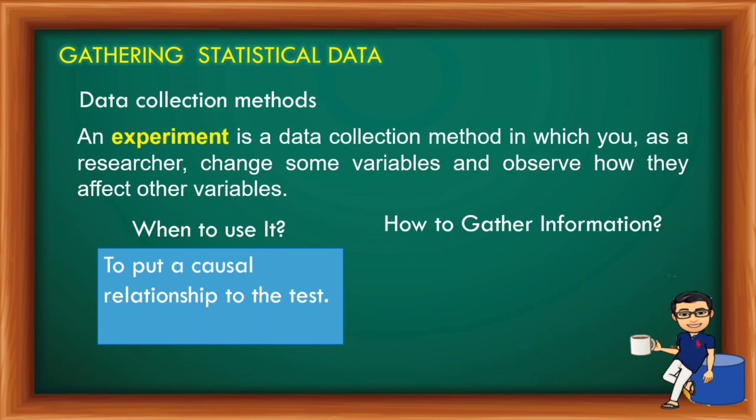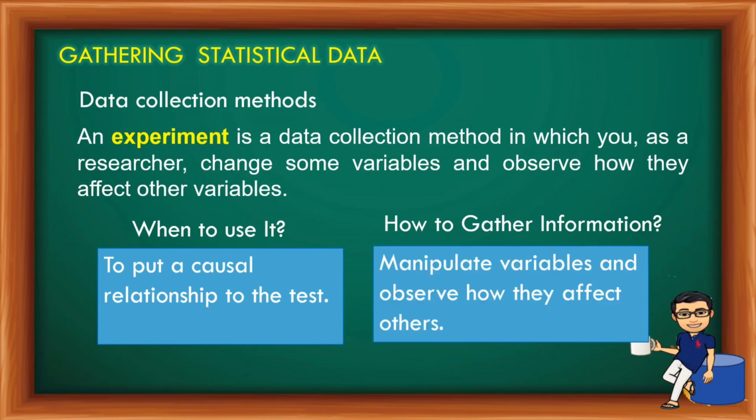So, when to use it and how to gather the information. So, to put a causal relationship to the test. Kapag mayroon kang gustong malaman na relationship to a certain variables, we will be using experimental approach. For instance, in education, may ginawa kang materials at you wanted to know how effective is that materials, then we can use experimental. Then manipulate variables and observe how they affect each other. Kapag mayroon tayong materials na ginawa at gusto nating malaman kung ano ang epekto nito, then we will be working with that.